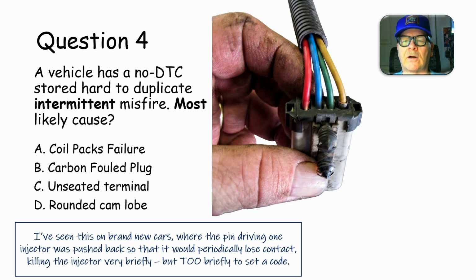But one way or another, when I got back to the shop and I kept looking around, I found a pushed back pin in the connector that was feeding the injectors on the fuel rail. And that's all that was wrong with that Mustang. But it was really, really, really hard to duplicate that misfire. And pushed back pins will do crazy stuff in a connector.